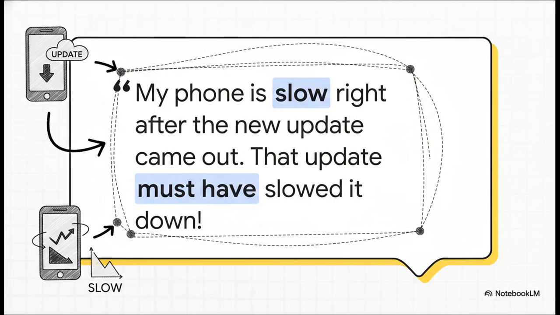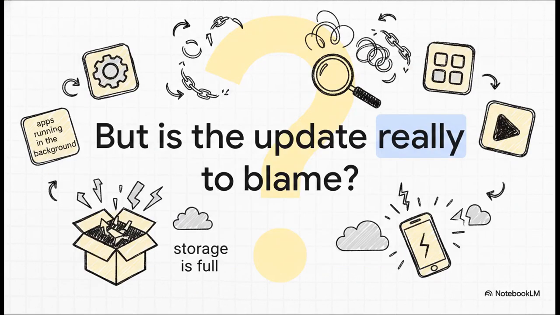So, have you ever heard something like this, or maybe even said it yourself? I mean, it seems totally logical. Event A happens, then event B happens. Our brains are just wired to connect those dots and say, aha, they must be related. But hang on a second. Is it really the update? What if you've got a dozen apps running in the background, or maybe your phone's storage is completely full? Questioning that first easy conclusion, that's the first step into the world of critical thinking.